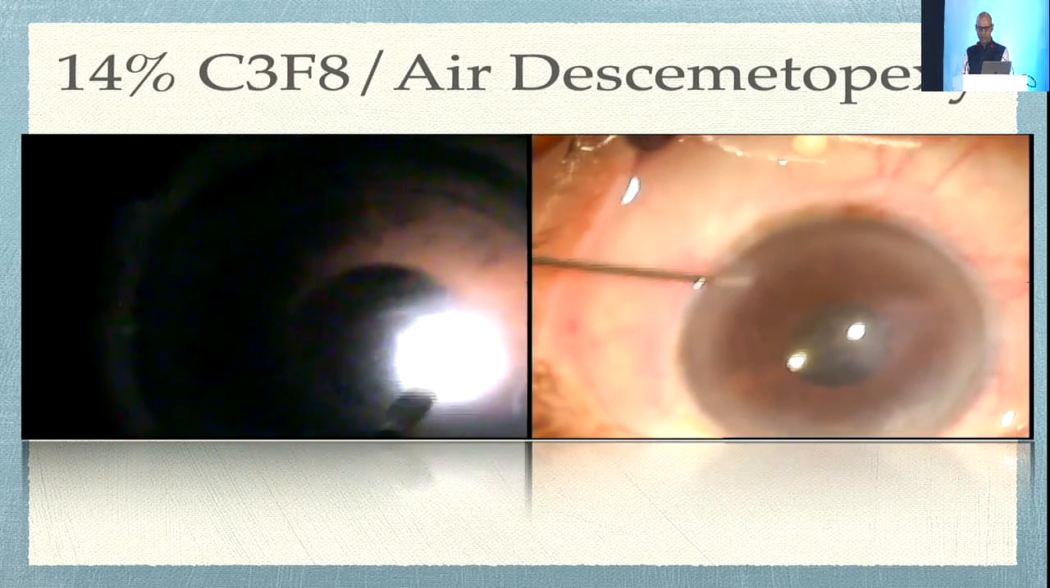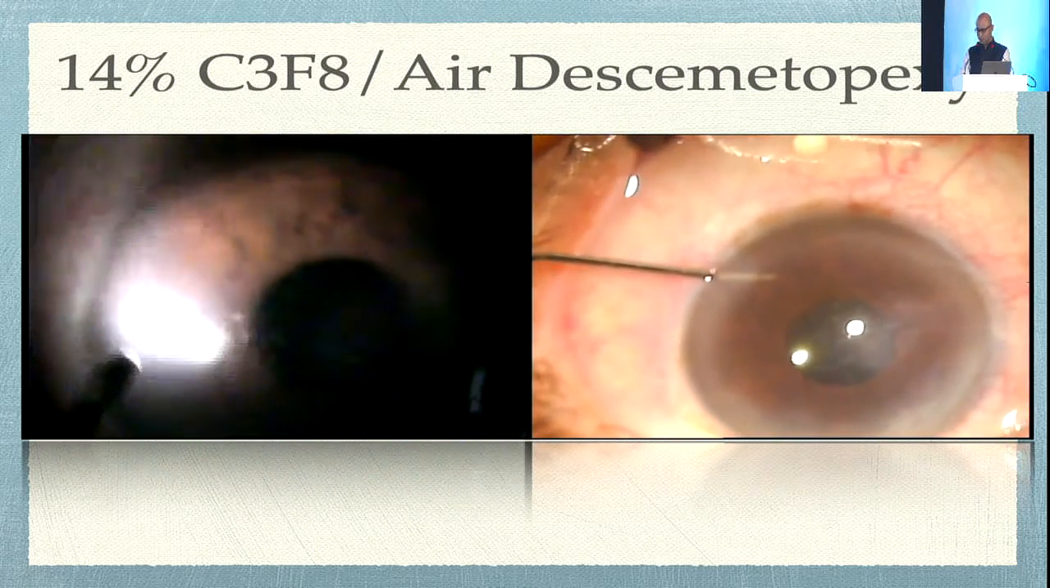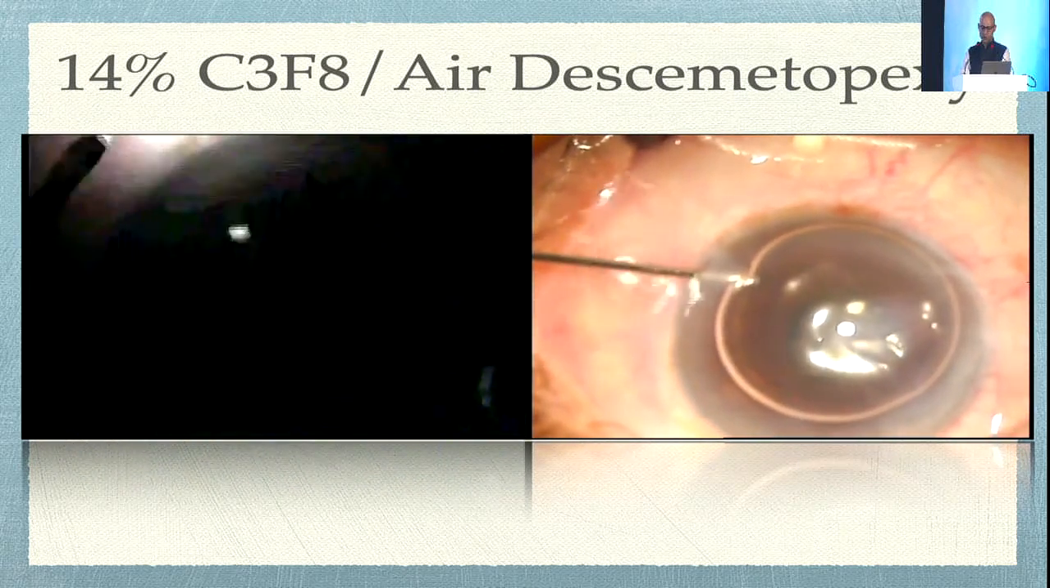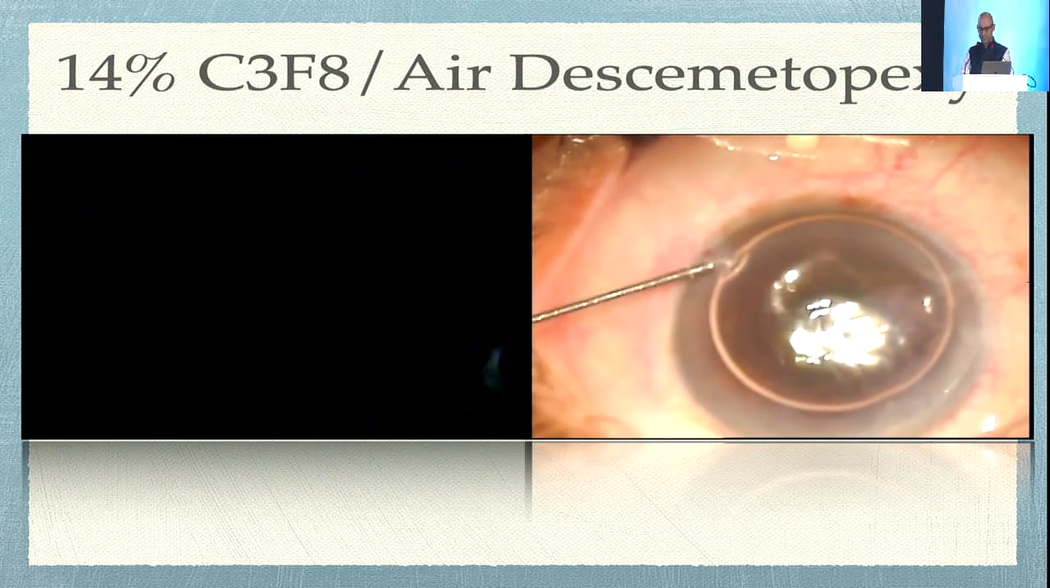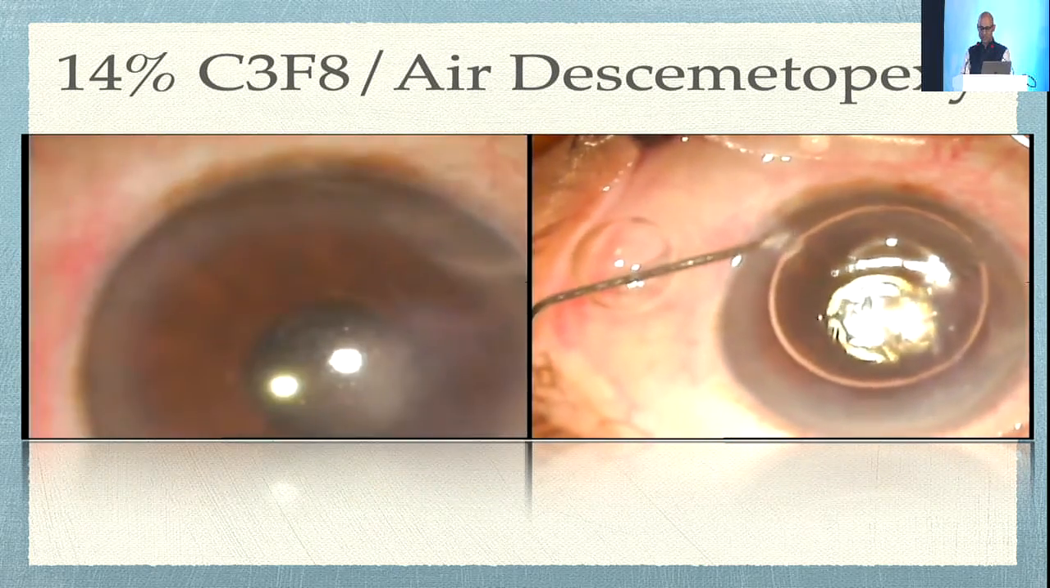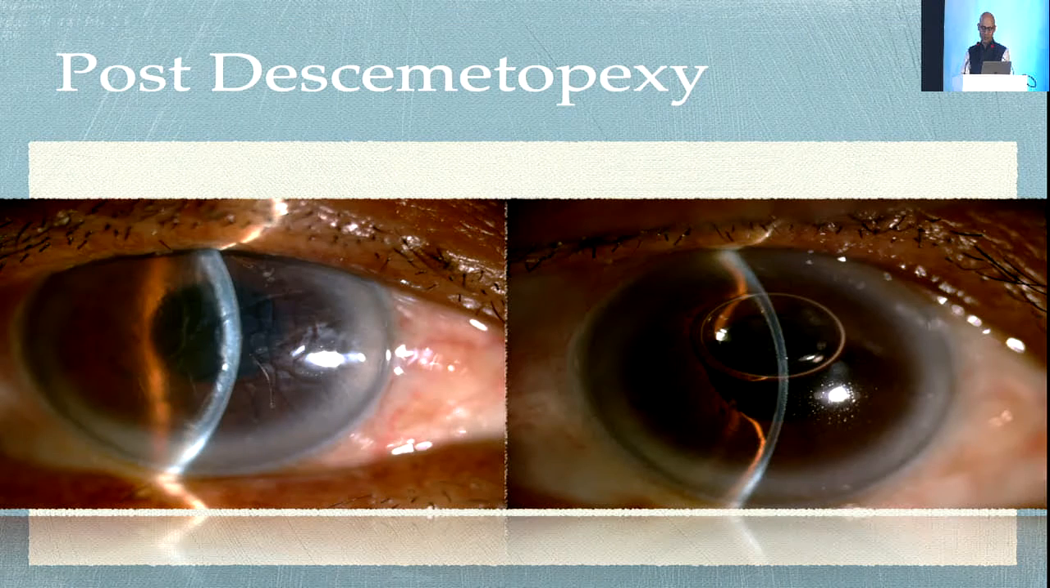And if you do put in any gas, air works quite well for most cases, but you could also use a non-expansile gas like 14% C3F8 or 20% SF6, especially if you want a longer tamponade. Post-descemetopexy, you can see immediately, on the same day, sometimes the cornea clears up. Be mindful that sometimes these patients can have a pupillary block. You can see an iris bombe here. So if possible, you should do a peripheral iridectomy, either intraoperatively or immediate post-op, you can YAG them.